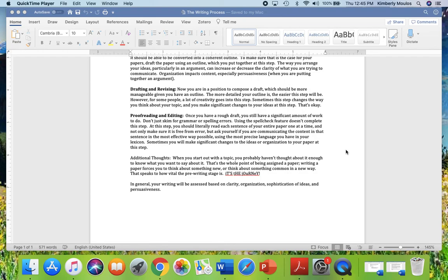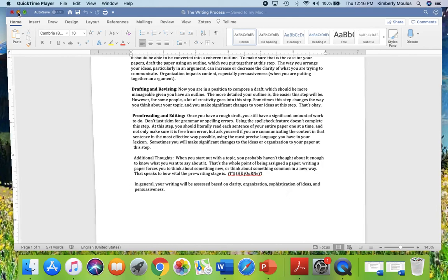And as I mentioned before, in general, your writing will be assessed based on clarity. Does what you're saying make sense? Is it clearly written? Is it understandable? Organization, which we talked about, is really vital in the arrangement stage. Sophistication of ideas. Is what you're communicating showing that you actually know something about what you're talking about and have thought about it on a level that someone who hasn't done a lot of work learning about the topic wouldn't be able to? And persuasiveness, which we also talked about.